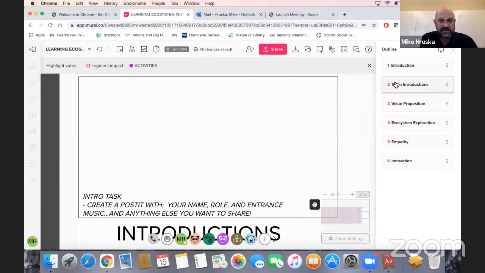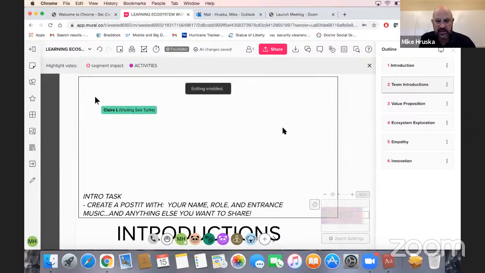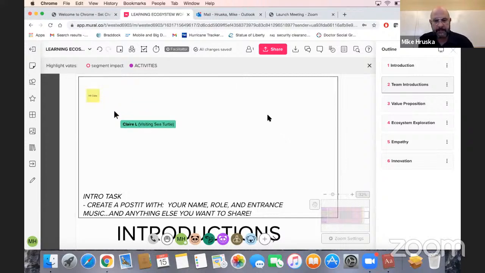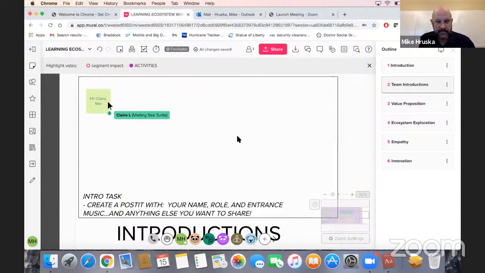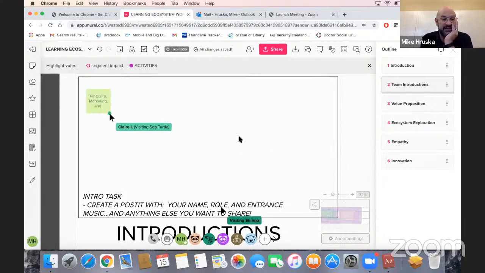So you guys can all see the team introductions that's there. Normally, all of the participants would also be in this mural, and I would ask everyone to create a Post-it, and you can quickly create a Post-it. And I know Claire's going to help me out here. There you go. Fantastic. And if anyone just clicks, it's automatically going to create a Post-it for you there.